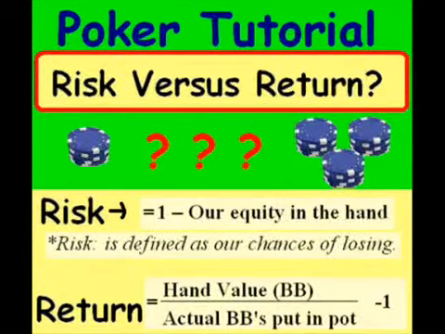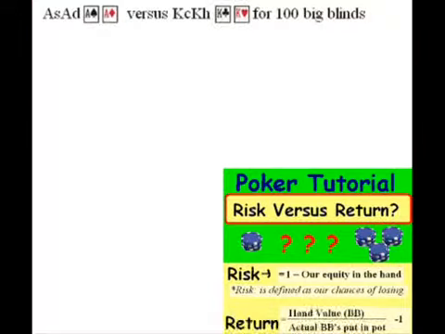Now, return, on the other hand, is going to be our actual hand value in terms of big blinds divided by the actual number of big blinds we put in the pot, and then that number minus 1. We would calculate our hand value based on how much equity we have in the hand, multiplied times the total pot. I'm going to go ahead and shrink this down here, and we're going to take a look at an example.